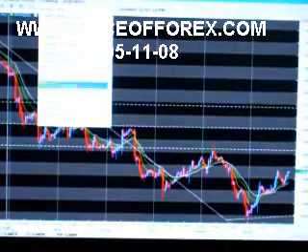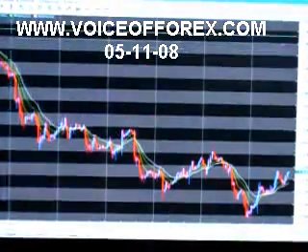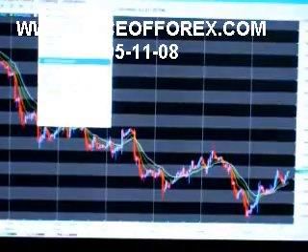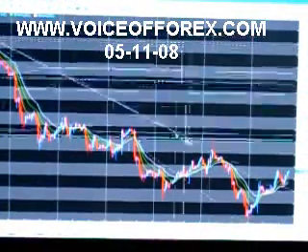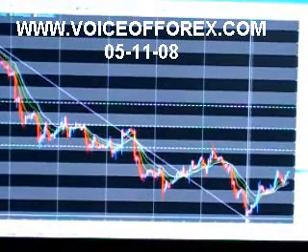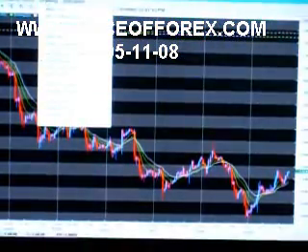Let's take a look. Let's do the other lines. And we see here when we do our Fibonacci from the high to the low, we get 156.50 as our spot. So that's the 50% retracement from the high down to the low.